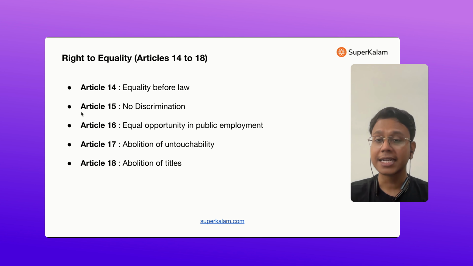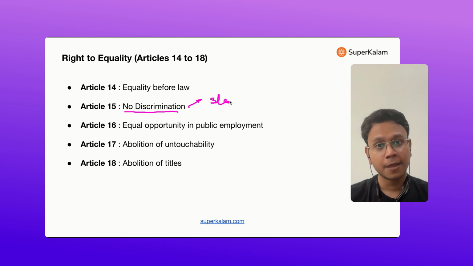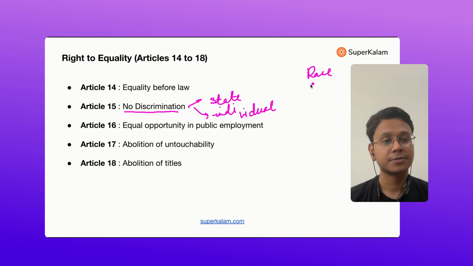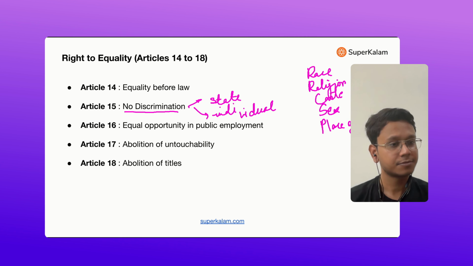Second is Article 15, which says that there will be no discrimination. Neither the state nor any individual can discriminate against any individual on the basis of race, religion, caste, sex, and place of birth. On these bases, no one, even state or individual, can discriminate.